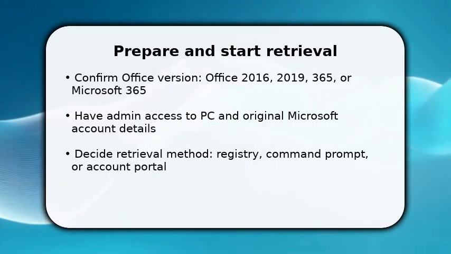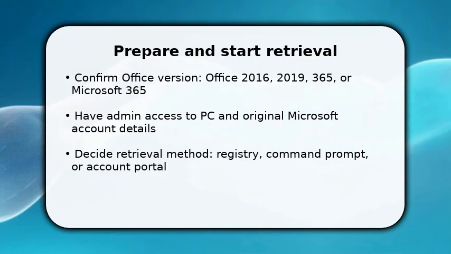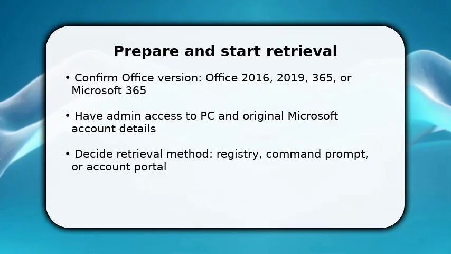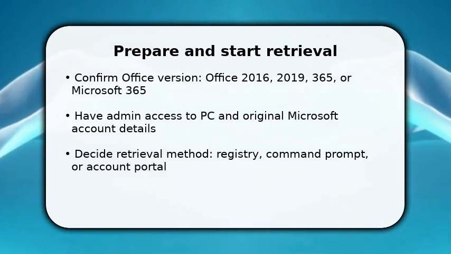Once done, choose a path: quick registry check, script via command prompt, or view product key online in your account. Make sure to run tools as administrator so commands can access protected entries. This setup saves time and prevents wasted steps later.